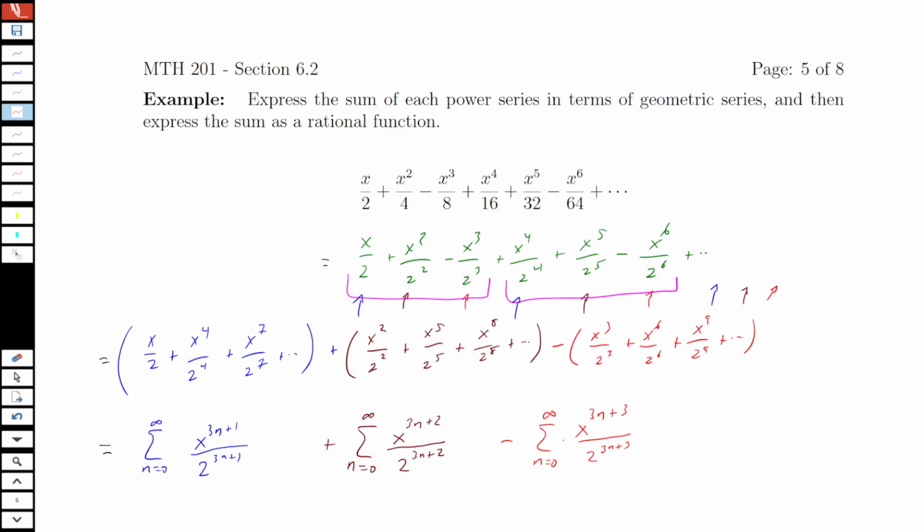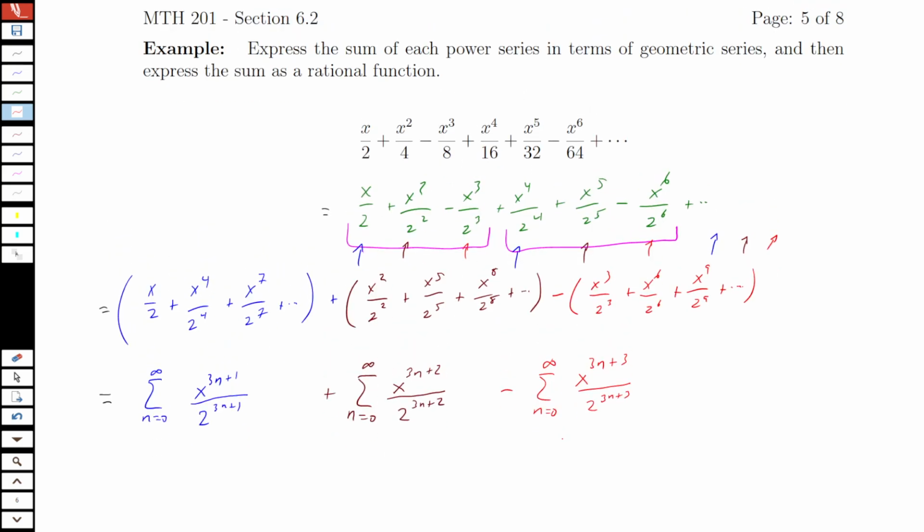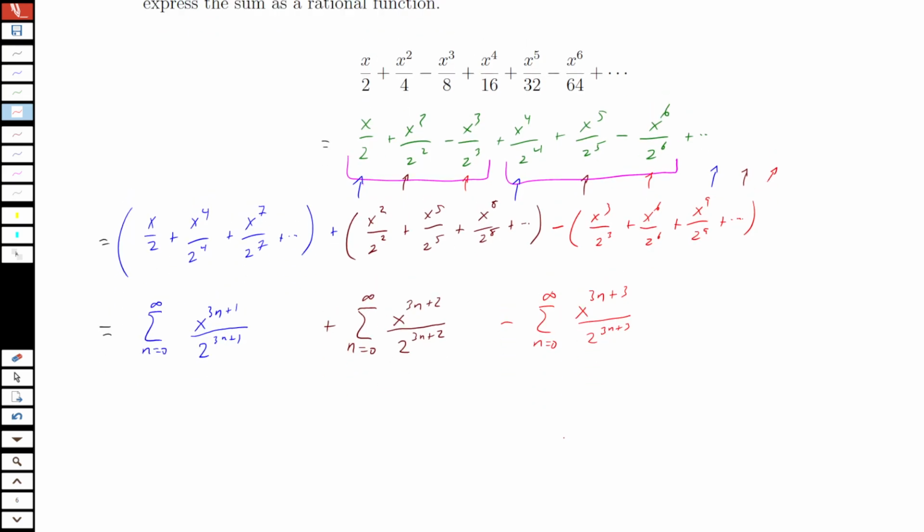Okay, so I've now expressed this as series. In order to make this look like a geometric series, I want to make it look like a r to the n for each one. So for the blue one here, let's break off these plus 1's because they don't have an n in them. So I'll have an x over 2 times x to the 3n over 2 to the 3n. And now I can break this off as an x cubed over 8 all to the power of n.